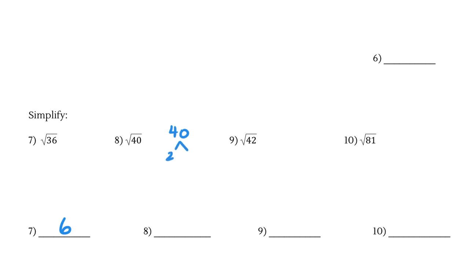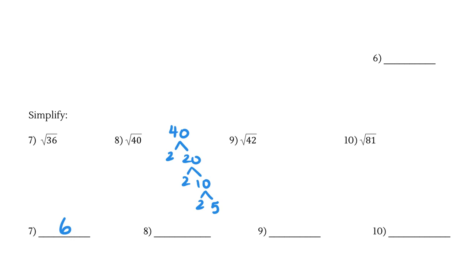So 40 divided by 2 is 20. 20 divided by 2 is 10. 10 divided by 2 is 2 and 5. And so I'm looking until all of the ends of my branches are prime numbers. 2 times 2 times 2 times 5 all multiply to be 40. So I know I've done this correctly.